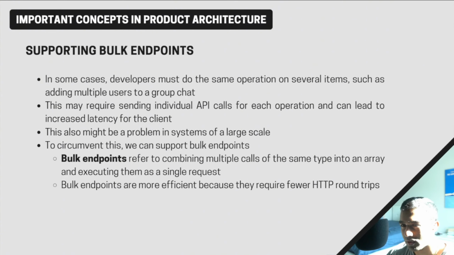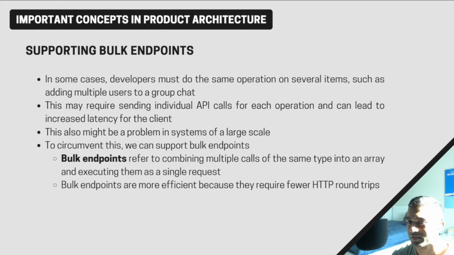So, supporting bulk endpoints. In some cases, developers must do the same operation on several items, such as adding multiple users to a group chat. This may require sending individual API calls for each operation and lead to increased latency for the client. This also might be a problem in systems of a large scale. To circumvent this, we can support bulk endpoints.